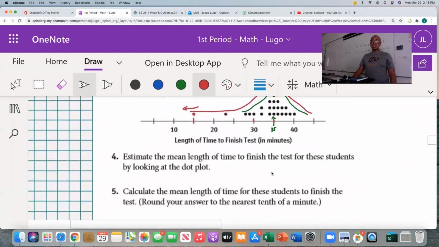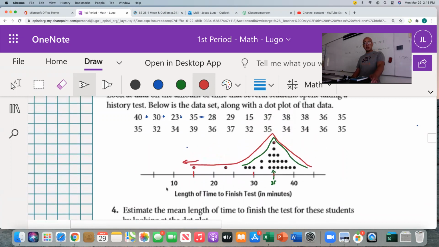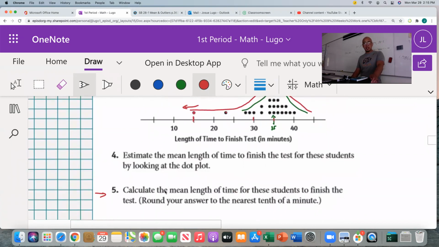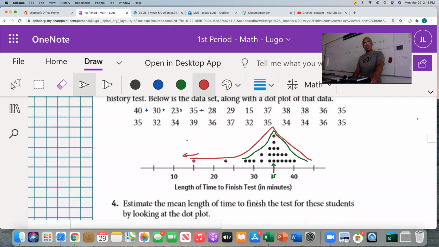So let's actually calculate for number 5. This is what we need for Schoology. Let's go ahead and calculate the mean, the average to the nearest 10th. So again, we're going to add up all of these values. So 40 plus 30 plus 23 plus 35 plus 28 plus 29. So we're going to add up these 24 values, which gives us 803.